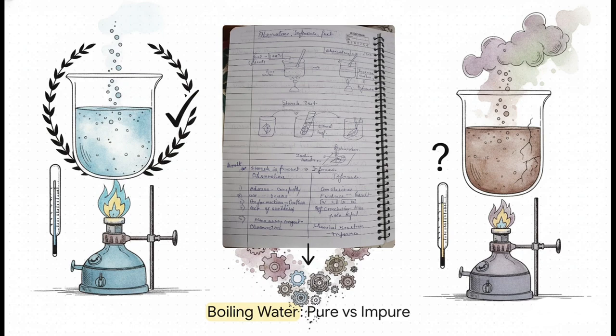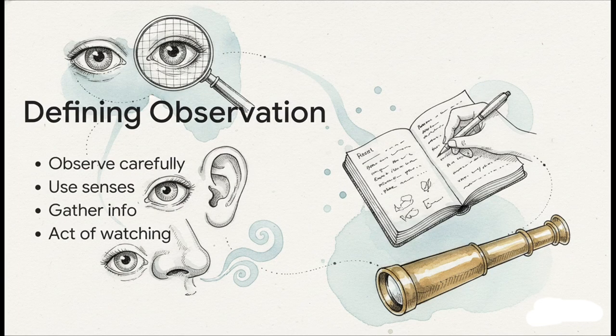But hang on, before we go jumping to conclusions, we really need to nail down what an observation actually is. So what exactly makes an observation, well, an observation? It's literally the pehla step in any scientific method. Let's define it. Number 1, observe carefully. ध्यान से देखना. Number 2, use your senses. Eyes, ears, and hey, sometimes even smell if your lab safety rules allow it.